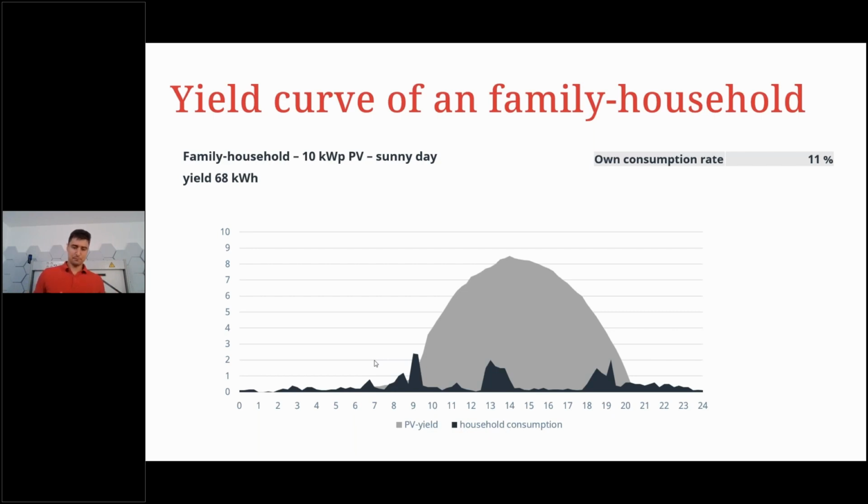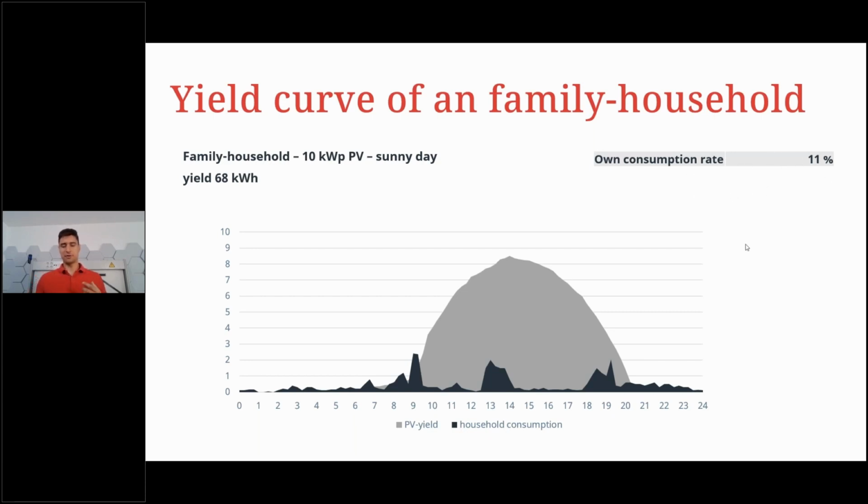However, we also see that a lot of this PV yield cannot be used. There's a lot of energy that is produced, but this family can't use it. And you see here on the top right, the own consumption rate of 11%.